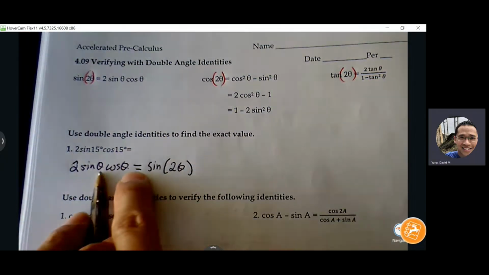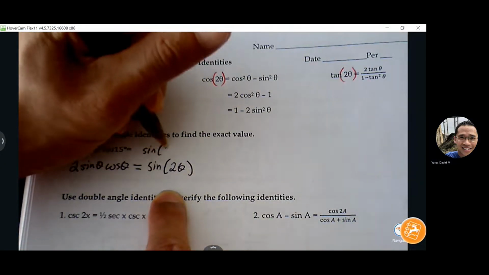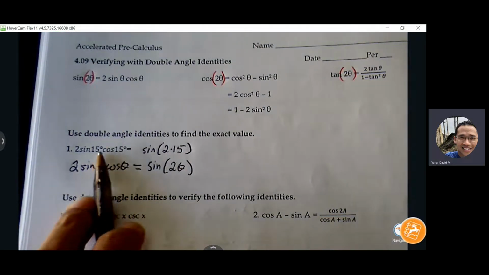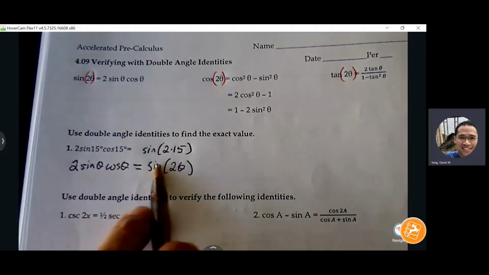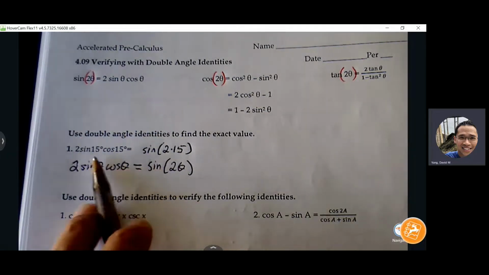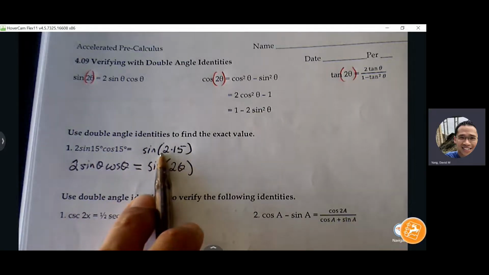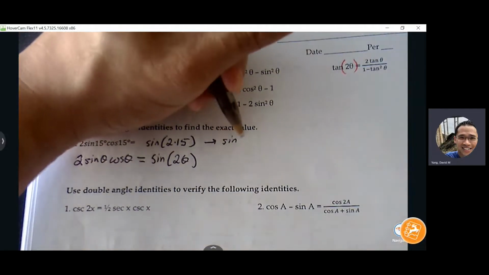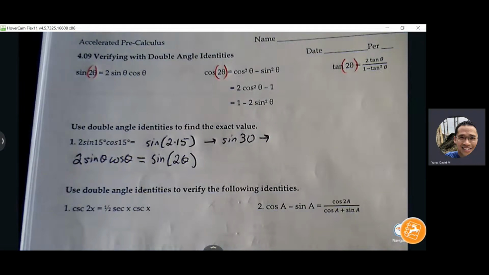So if I have all the matching parts here, what is this equivalent to? Sine of 2 times 15, right? Because I'm just taking that 15, using the double angle identity, and working backwards, right? And the reason why we're doing that is because 15 is kind of hard to work with, but if I can get that 15 to double, then 2 times 15 is 30. Sine of 30 is a unit circle value, which is 1/2.